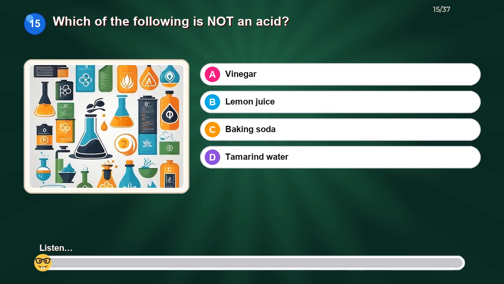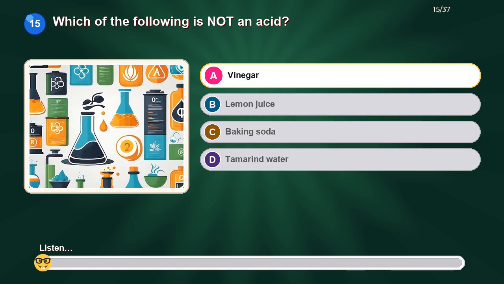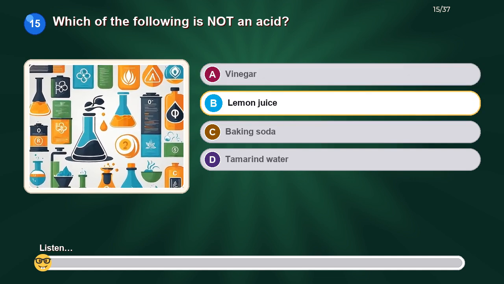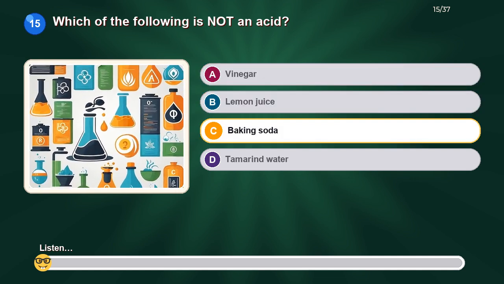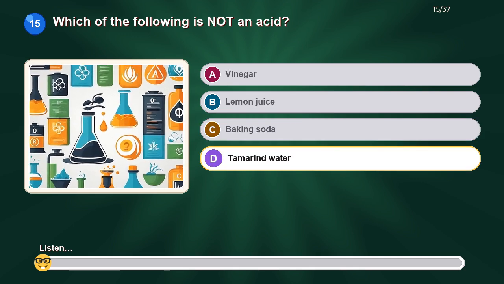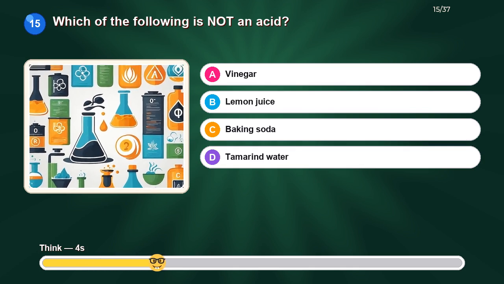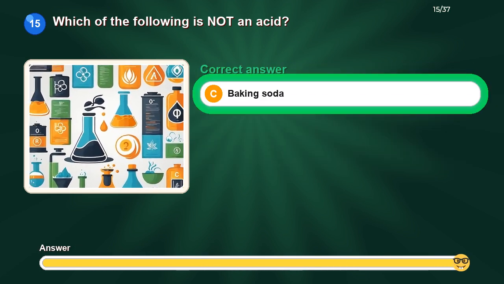Which of the following is not an acid? Option A, vinegar. Option B, lemon juice. Option C, baking soda. Option D, tamarind water. The correct answer is baking soda.